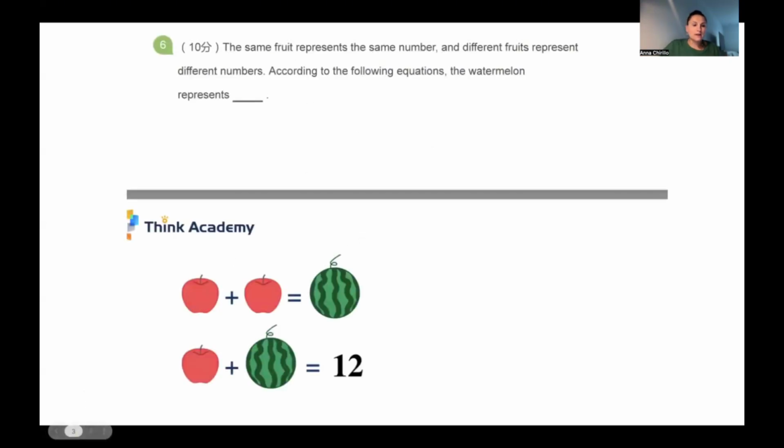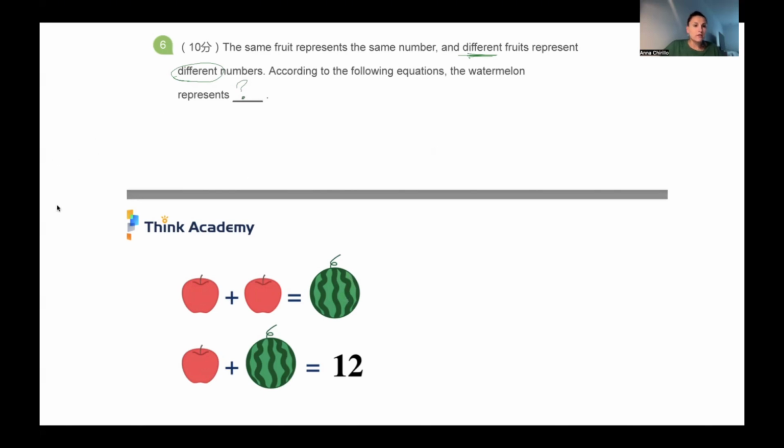Okay, so the same fruit represents the same number, and different fruits represent different numbers. According to the following equations, the watermelon represents question mark. So we are trying to figure out what the watermelon represents. So we're looking for the value of the watermelon.